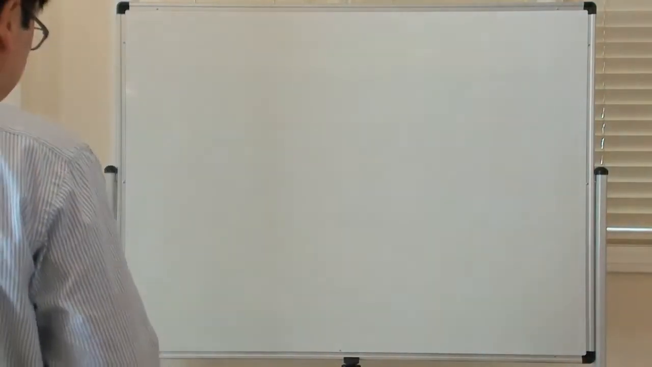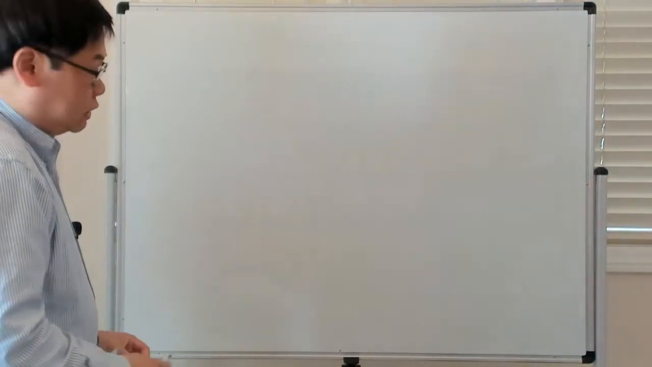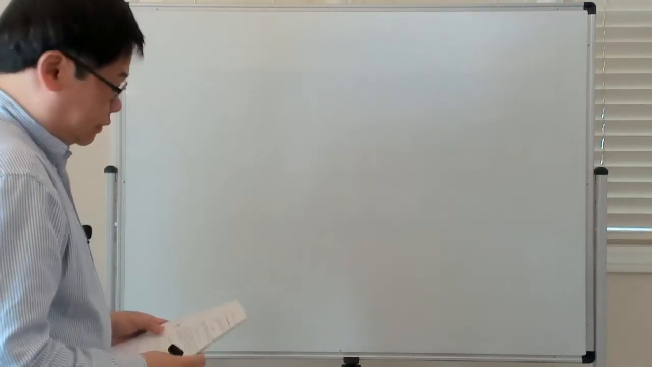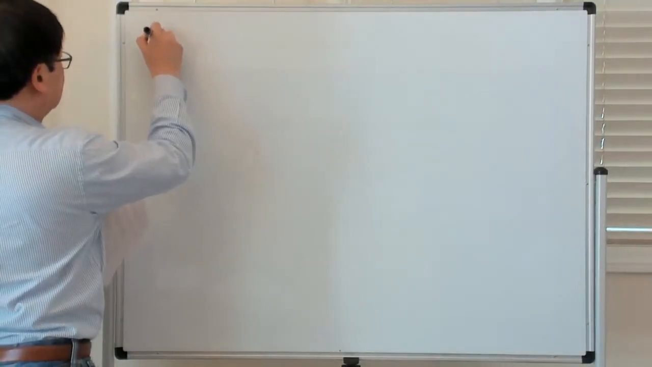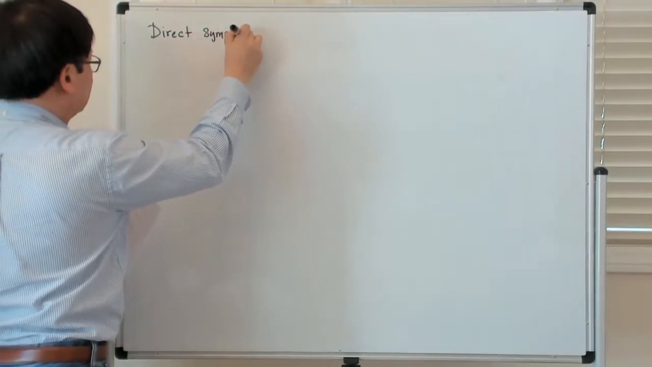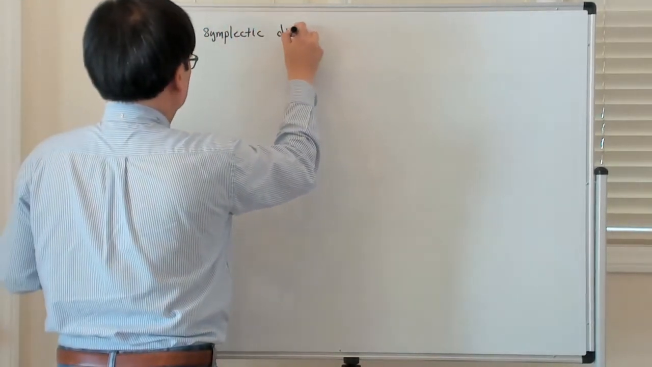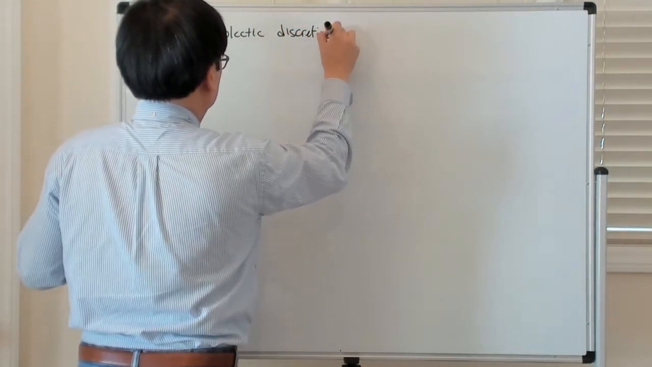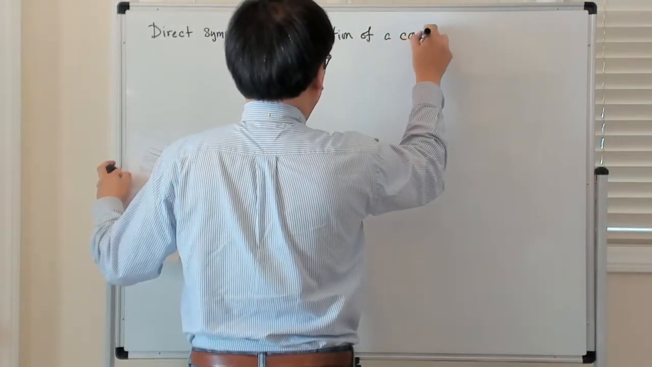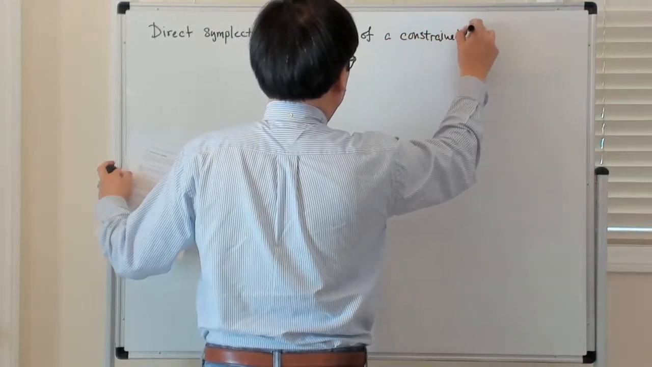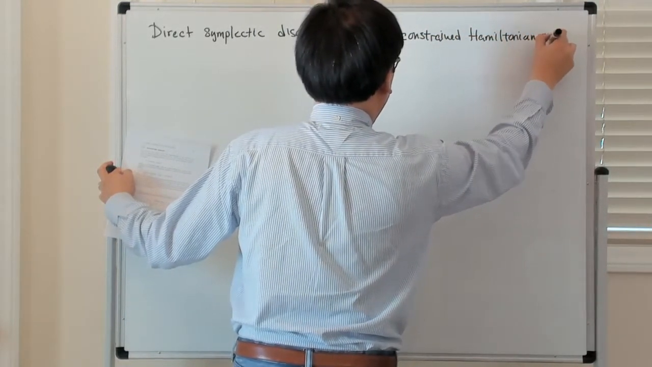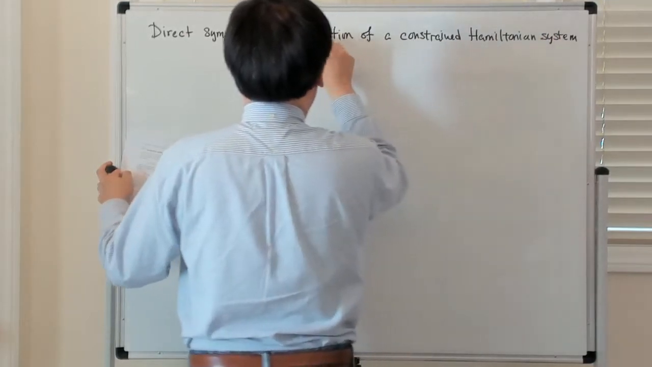Right. So now let's consider a general class of second order discretizations of Hamiltonian systems with constraints. So this is a direct symplectic discretization of a constrained Hamiltonian system.